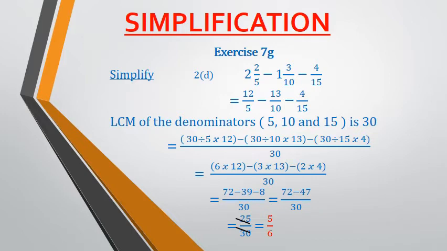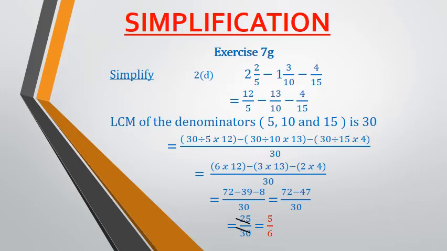Now children, here we have to do the simplification in the numerator part, and that is we will add the two minus sign numbers together, and then we will subtract it from 72, which is the positive number or plus sign number.